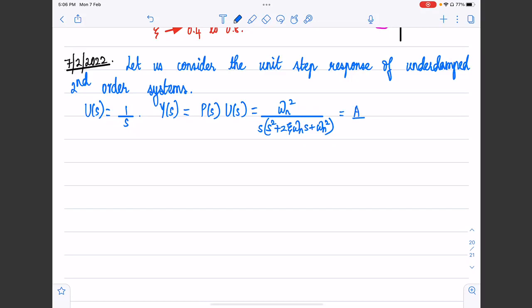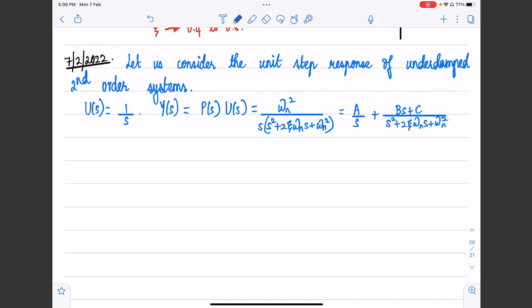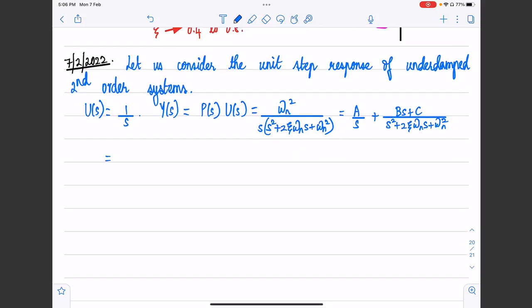The partial fraction expansion in this case can be written as A by S plus, when we have a second order term in the denominator, the numerator factor will be a first order factor in the form Bs plus C, and the denominator will be S squared plus 2 zeta omega n S plus omega n squared. This is what will happen, and I leave this as an exercise for you to do.